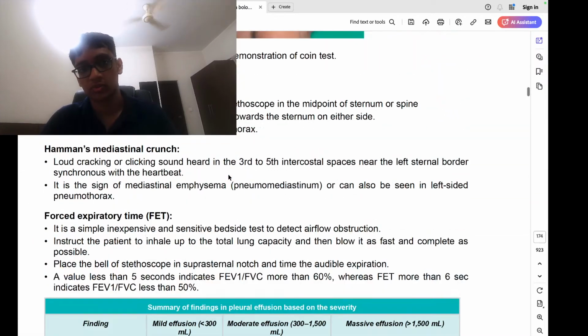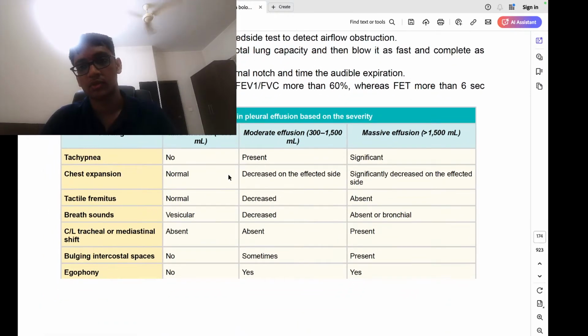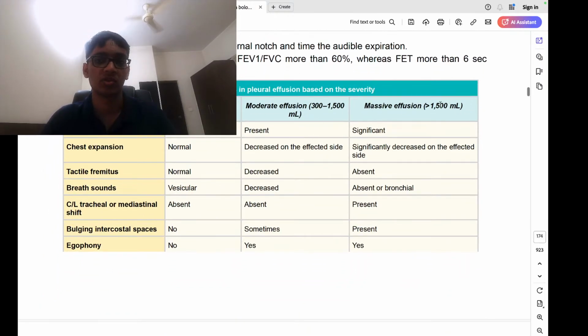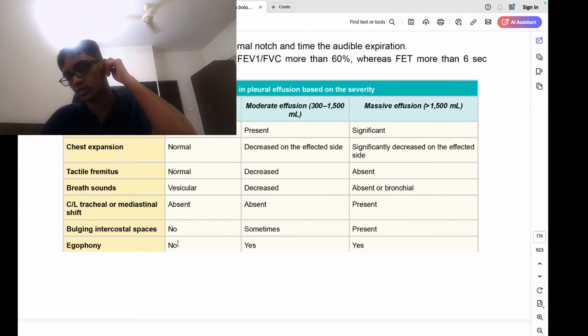So we have a summary of pleural effusion based on severity. Massive effusion is more than 1500, moderate is 300 to 1500, and mild effusion is less than 300. All of these will be normal with no bulging of the intercostal spaces and no egophony.